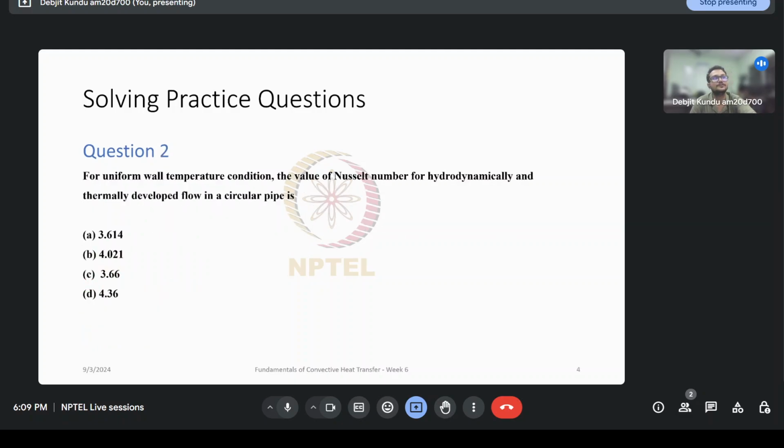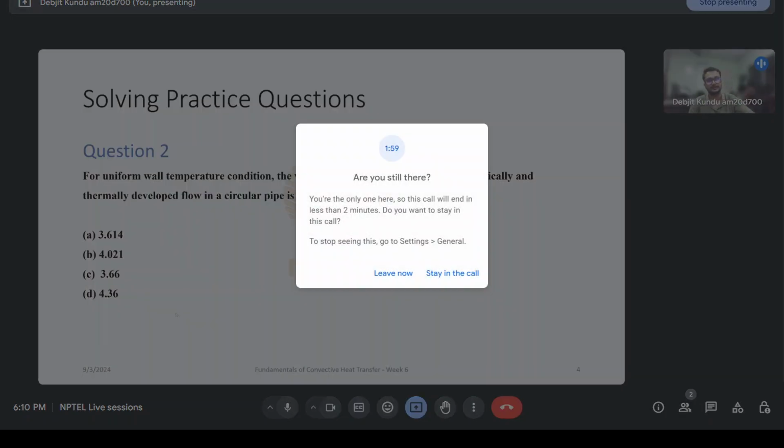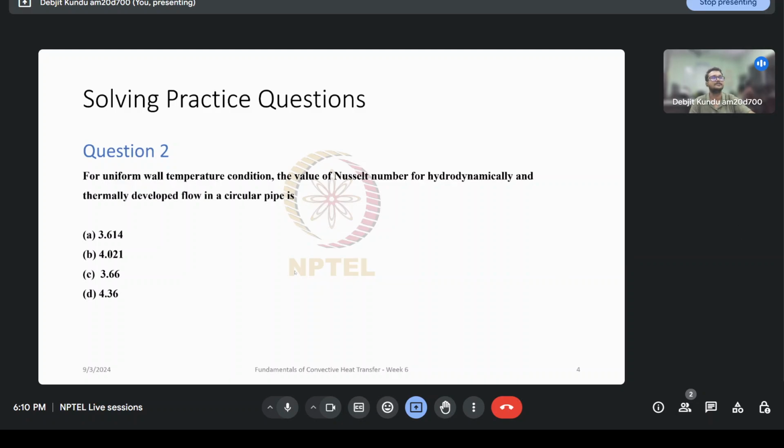Okay, so moving on, we'll move on to question number 2, which is asking us for the Nusselt number when there is a uniform wall temperature condition, and for a circular pipe. There are a few important bits of information here, and all of them are important. So it is a circular pipe like this, of some radius r naught.